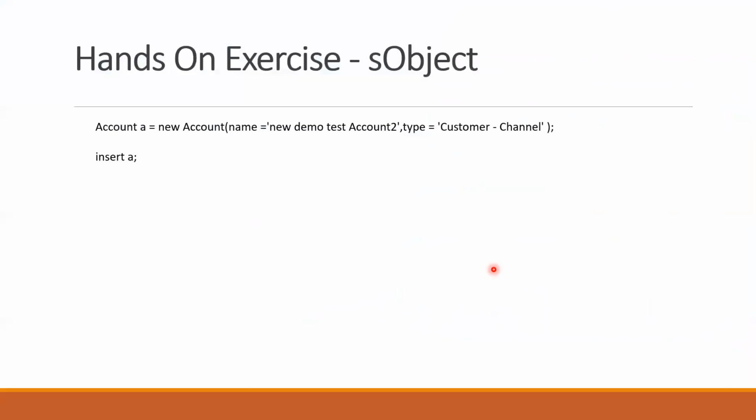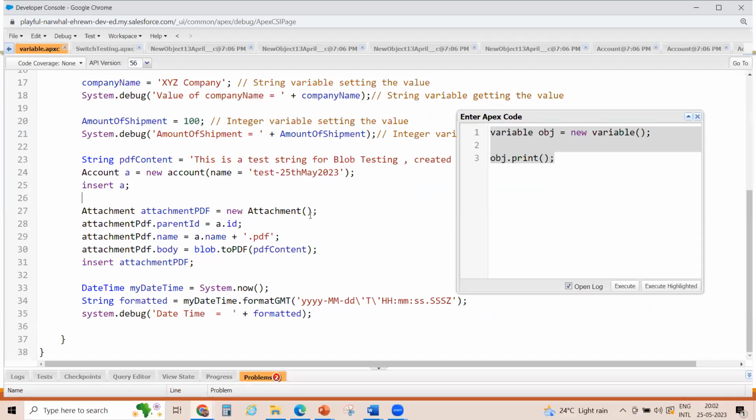Okay, all right. So now it's a simple one. We just did this example also. Account equal to new account. Name we kept it only, not type. So we can create one more example, a simple example.